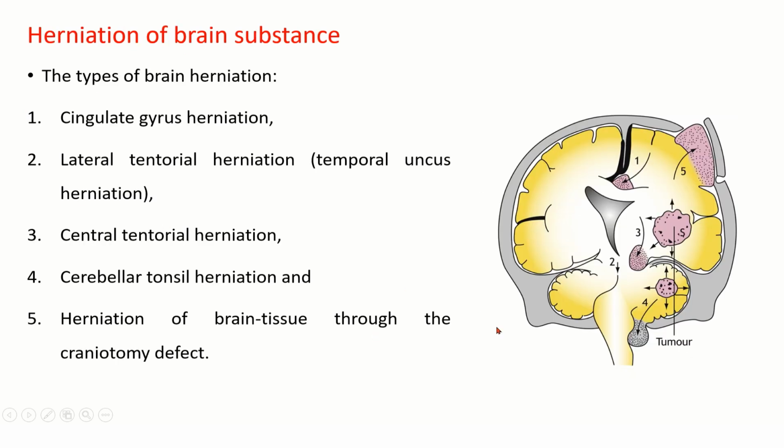Then you can see this is the herniation of the brain tissue. So any kind of space occupying lesion like tumors, you can see this tumor is exerting pressure. As you can see, the first one is the cingulate gyrus herniation from one side to the other. Then you can see the lateral tentorial herniation. So here the uncus of the temporal lobe is actually coming down through the tentorial notch. Then central tentorial herniation, the brainstem through the central part of the tentorial notch. Then cerebellar tonsil, you can see the tonsil of the cerebellum being herniated due to pressure here. Then you can see the herniation of brain tissue through craniotomy defects, a surgical area. So the brain tissue is being herniated.